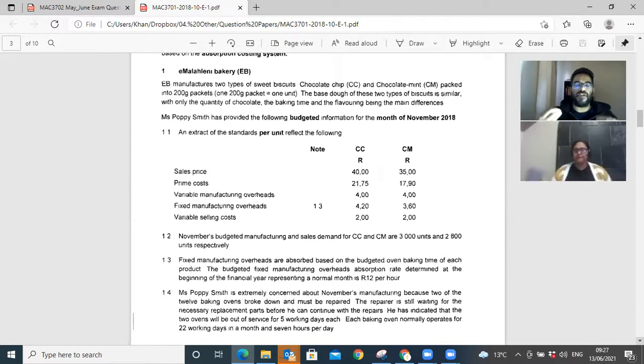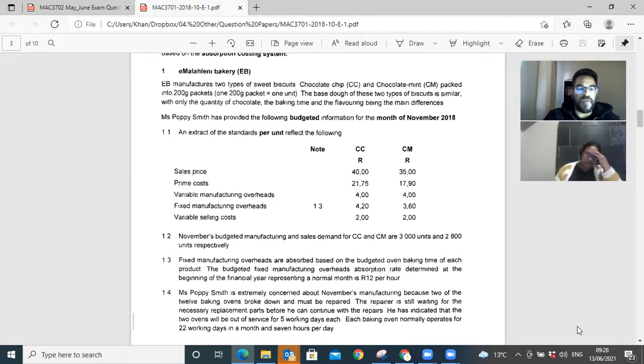But always remind yourself, what is the cost of a product? Then there you have variable manufacturing overheads, and then we have fixed manufacturing overheads. They say, look at note 1.3. And then we have variable selling costs. So you must distinguish between manufacturing costs and non-manufacturing costs. Prime costs, variable manufacturing overheads, fixed manufacturing overheads, those are manufacturing costs. Variable selling costs is a non-manufacturing cost. We don't include non-manufacturing costs in the cost of a product. Only manufacturing costs are included in the cost of a product.